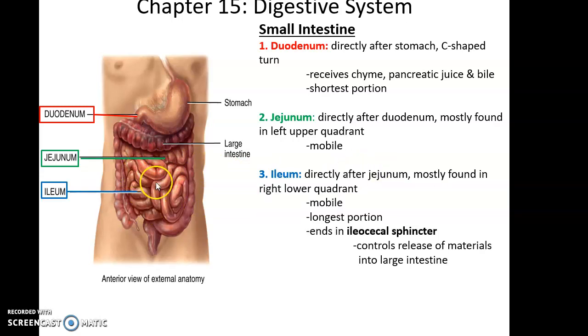And then the remaining portion of the small intestine is the ileum. The ileum comes directly after the jejunum, is found mostly in the lower right quadrant, is mobile, is the longest portion, and ends in a structure called the ileocecal sphincter. The ileocecal sphincter controls the release of materials into the large intestine.